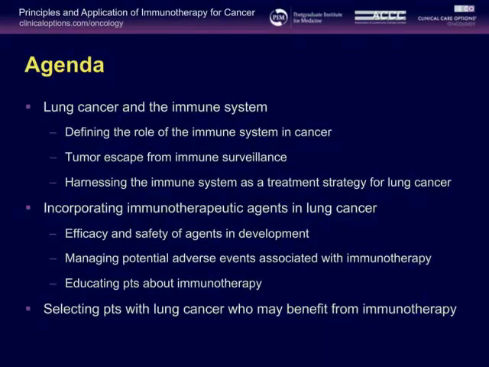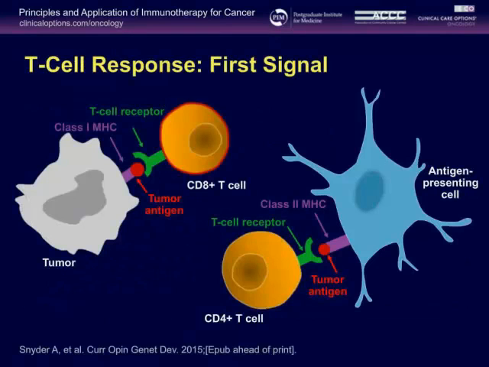All right, so moving on to the agenda here, what we're going to be covering today is looking at lung cancer and the immune system. So we're going to be defining the role of the immune system in cancer, talking about tumor escape from immune surveillance, harnessing the immune system as a treatment strategy for lung cancer, incorporating immunotherapeutic agents in lung cancer, looking at efficacy and safety of agents in development, managing potential adverse events associated with immunotherapy, as in our last case that we just discussed, educating patients about immunotherapy, and selecting patients with lung cancer who may benefit from immunotherapy.